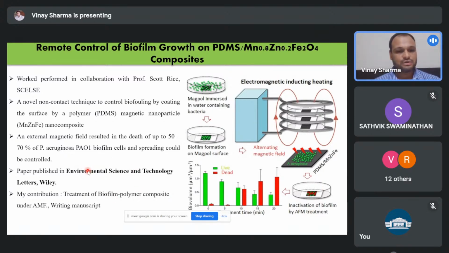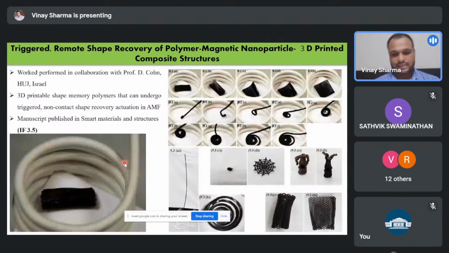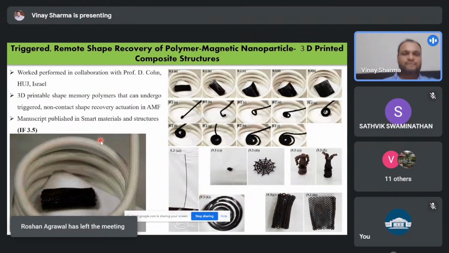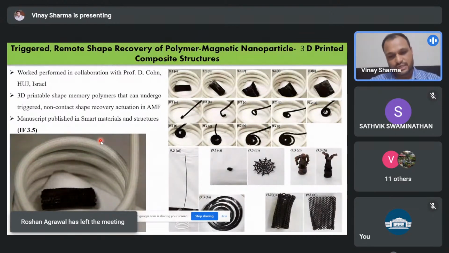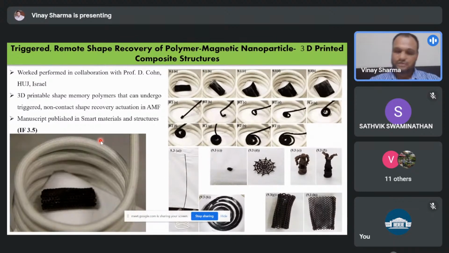So this is also a very good piece of work, which was published in Environmental Science and Technology, showing the application of magnetic nanoparticles in the field of biology, biomolecules. And then this is one more good piece of work. Once we started working on these magnetic nanoparticles, we thought, why not work on soft robotics, because it's a very hot topic right now, and nanoparticles are used a lot in these devices. So we did it.